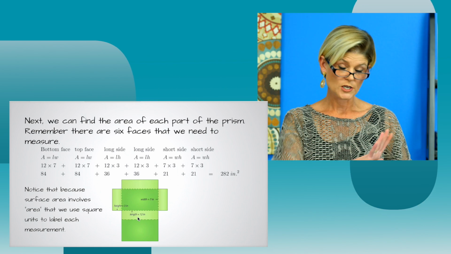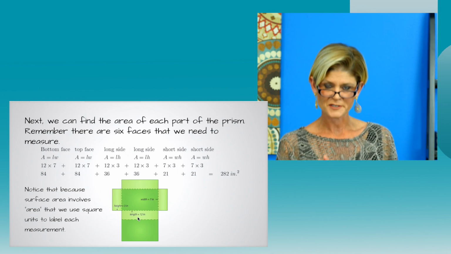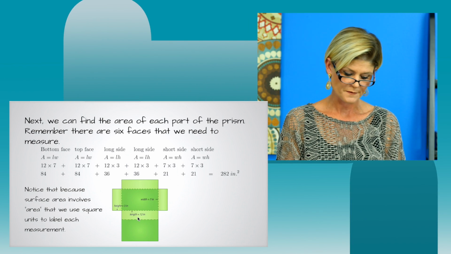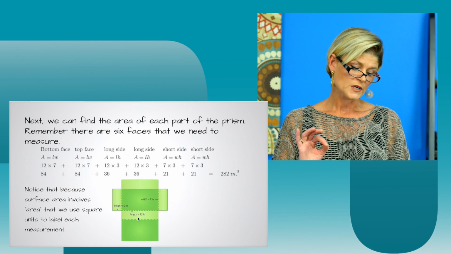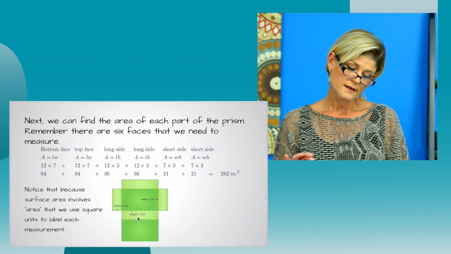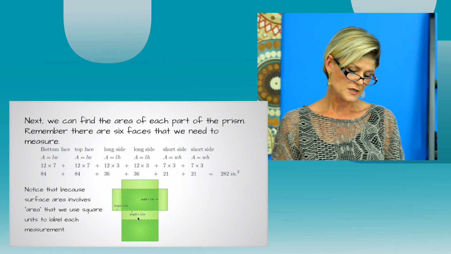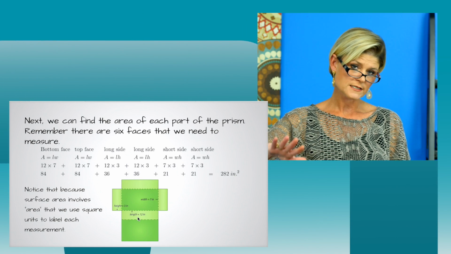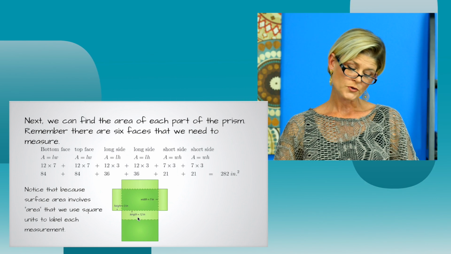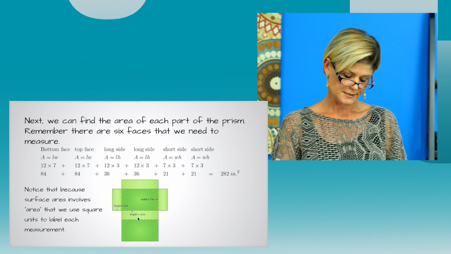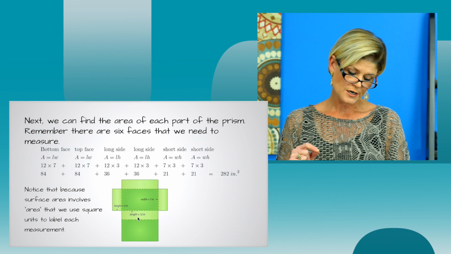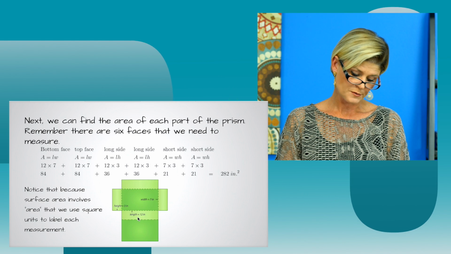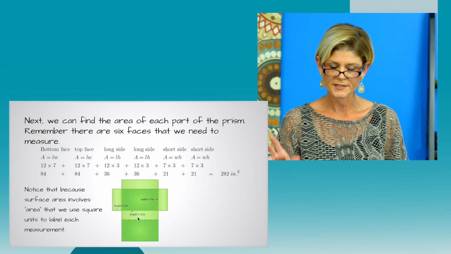Okay, so now I know when you see this slide, you're going to feel intimidated, but don't. It's actually really easy when you break it down by pieces, and you'll see in a second how simple this will be. So what we need to do is find the area of each part of the prism. Now remember, there's 6 faces that we need to measure. We're talking about the bottom face, the top face, both long sides, and both short sides, okay? Notice that because surface area involves area, we use square units to label each measurement, so you might want to be thinking about that as we go through this.